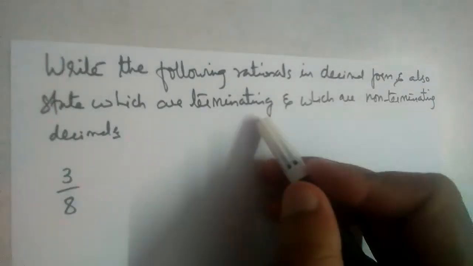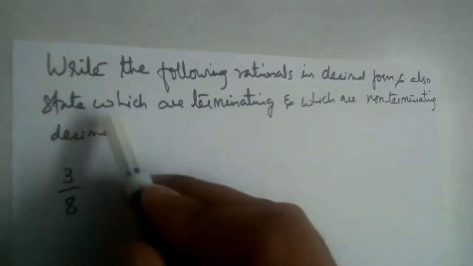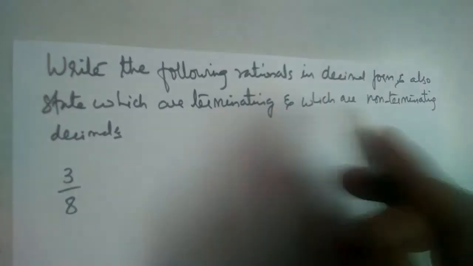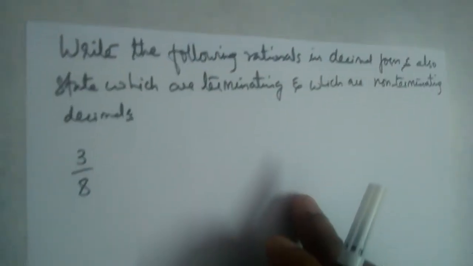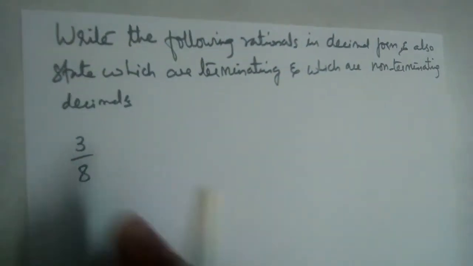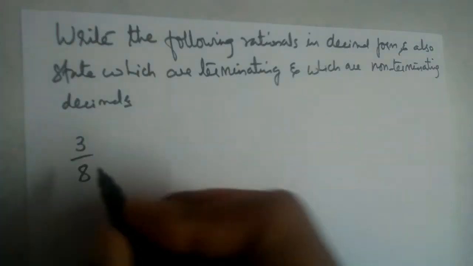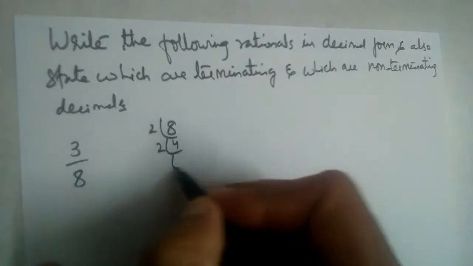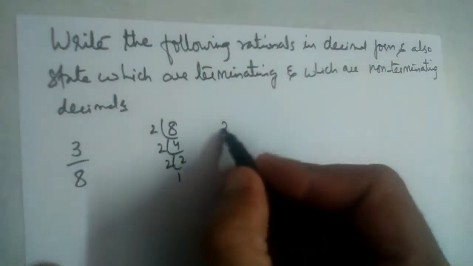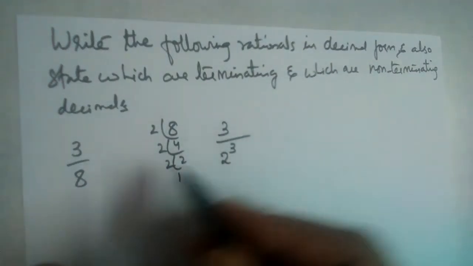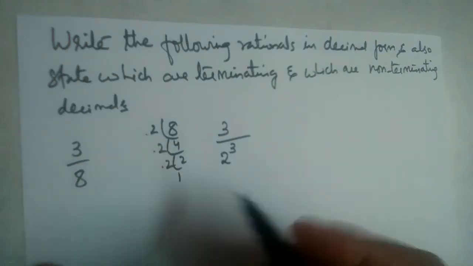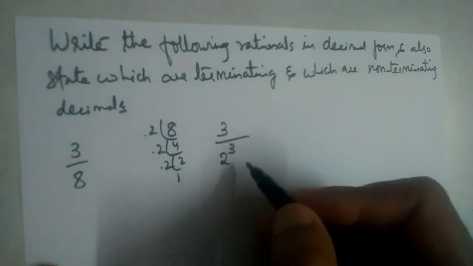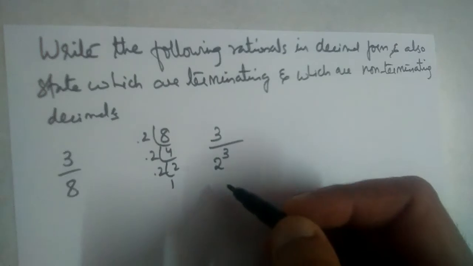Write the following rationals in decimal form and also state which are terminating and which are non-terminating decimals. Okay, so it is 3 by 8 first. Let us find prime factors of 8. So this is 3 by 2 cube because 8 is 2 into 2 into 2, right? Now in the denominators we should have powers of 10.